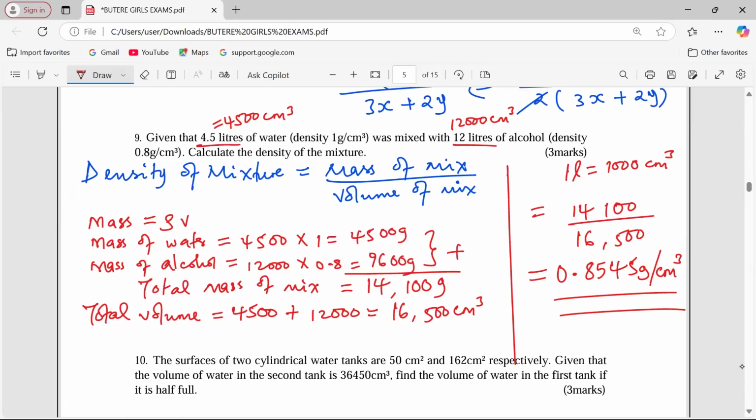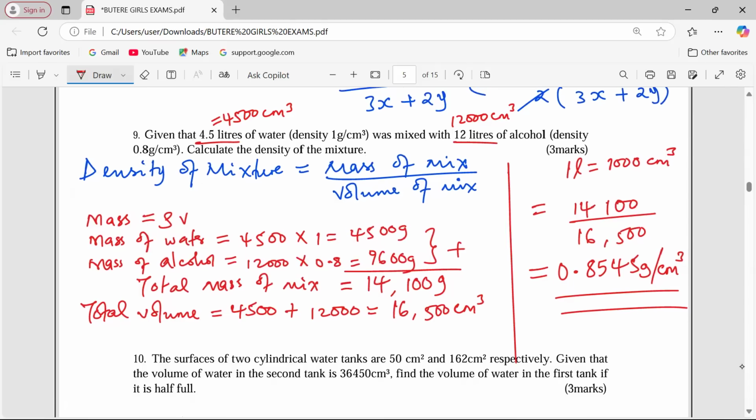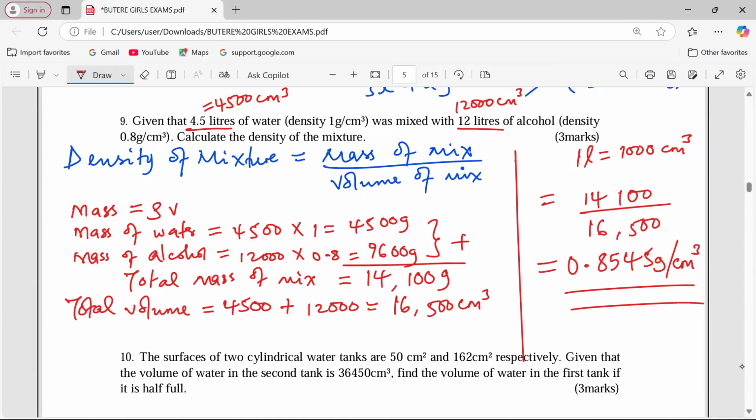Yeah, grams per cubic centimeter. So we are having the density of the mixture. Even from the look of things, the density of the mixture is now somewhere between the two densities mixed. We have a density of 1 gram per cubic centimeter, another density of 0.8. So we should arrive at a density which is in between the two values, but closer to the density of the substance that had a bigger volume.